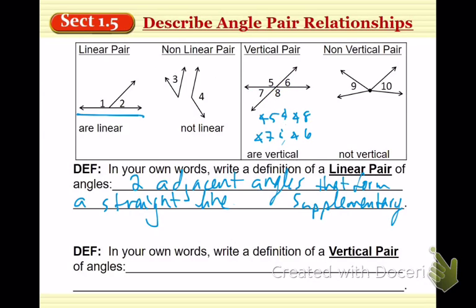So what's the difference between 5 and 8 being vertical, 7 and 6 being vertical, but 9 and 10 are not? I had someone suggest earlier that 5 and 8 are opposite. They're back-to-back angles. And I like that. So they're not adjacent. These guys are not adjacent. They're two back-to-back angles.